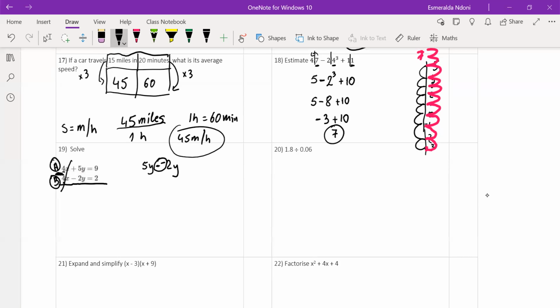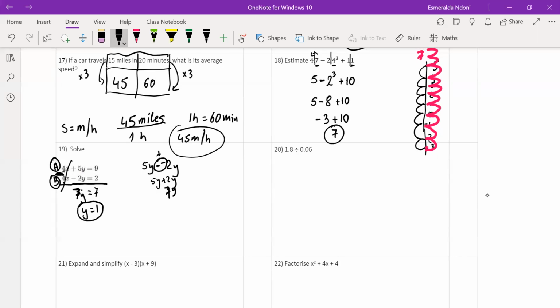These two turn into a plus. So you have a 5y plus a 2y, which would give you a 3y. So let's write this here. Sorry, that wouldn't give you a 3y, it'd give you a 7y. Sorry about that. 9 take away a 2, a 7. So y is equal to 1.